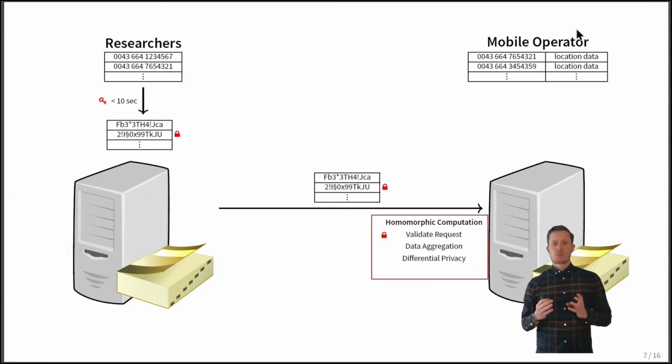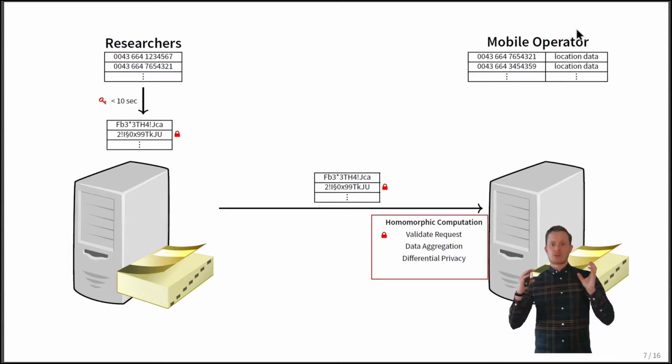The mobile network operator performs 3 steps. The first one is he validates the request. So he looks if the request is malicious, if the researchers are trying, for example, to single out somebody. More to that later. The second step is the heart of the protocol. So this is the data aggregation.